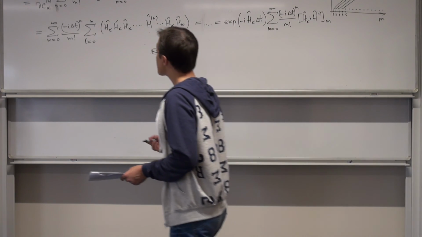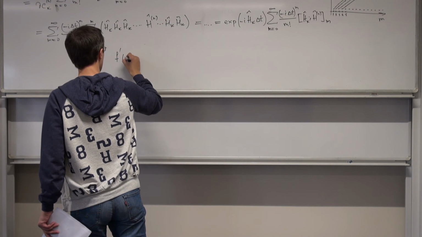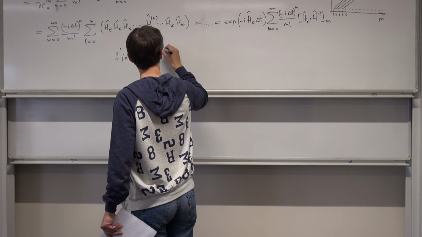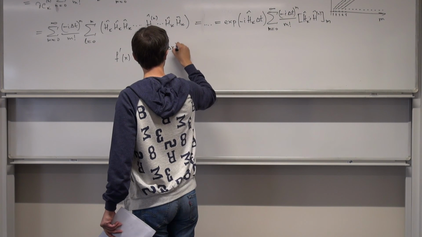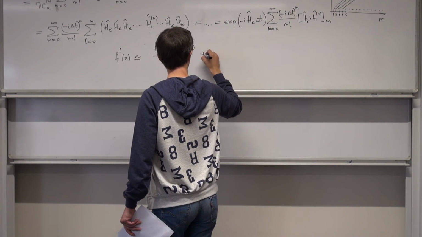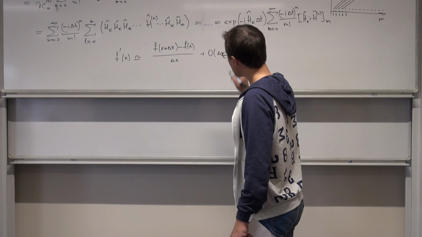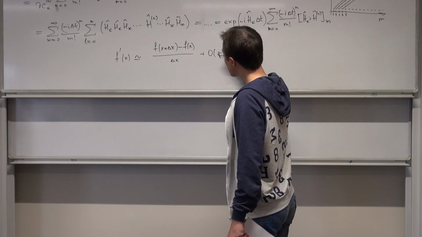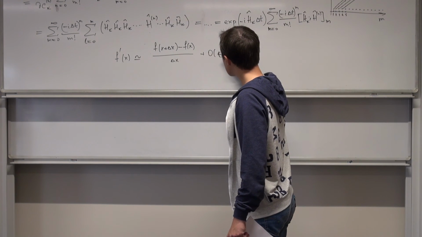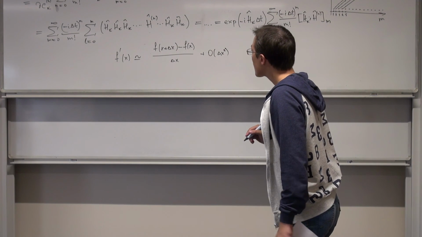So the third way of doing that is by finite difference. We know that f prime of x is approximately equal to f of x plus delta x minus f of x, divided by delta x, plus O of delta x. I think delta x or delta x squared is here. I think it's squared. So first order accuracy.